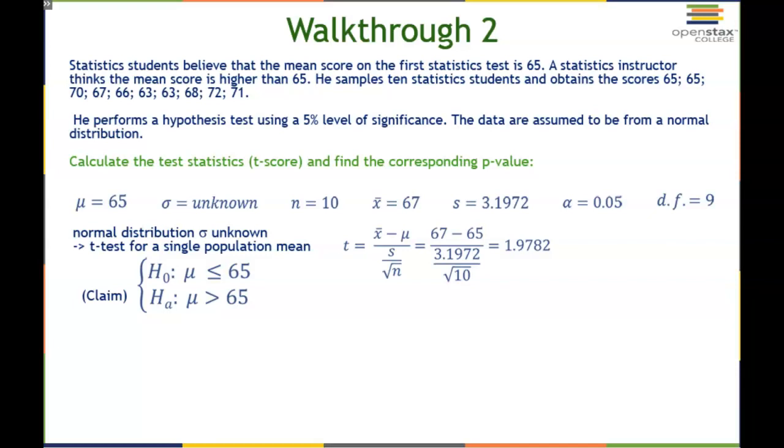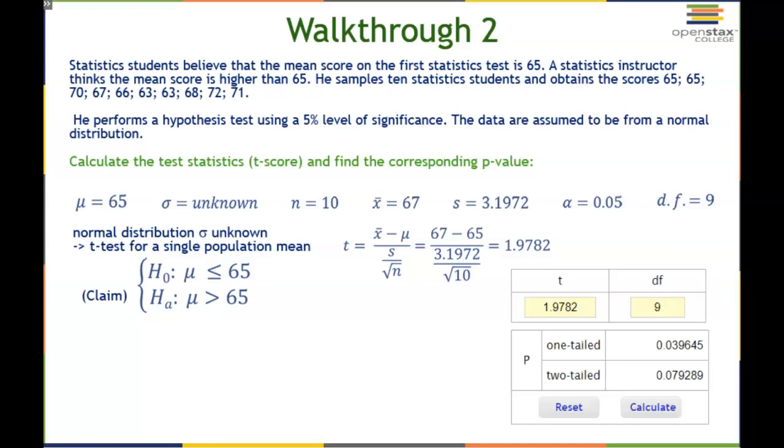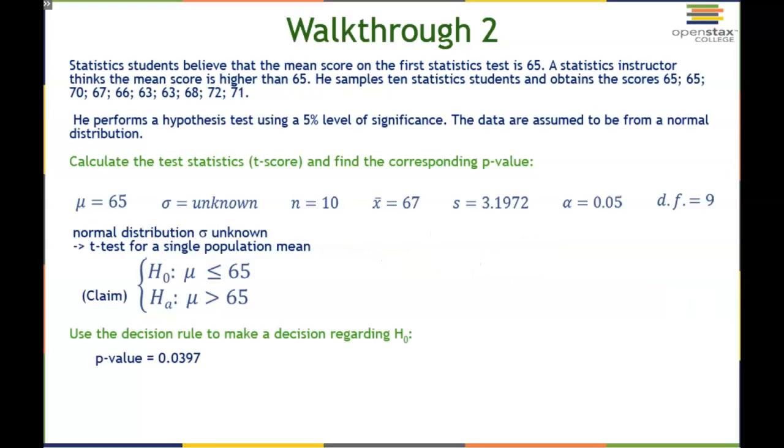1.9782. Taking this t value and our degree of freedom, I'm going to plug it into a website to calculate our p. It's important to know if it's a one-tailed or two-tailed because the values are going to be different depending on if it's a one-tailed or two-tailed. Our p value for a one-tailed is 0.0397. Now that we have our p-value, we can use this p-value to make a decision regarding H0.